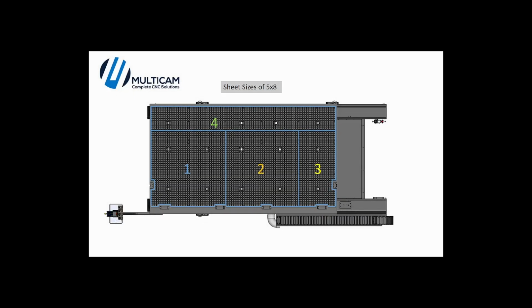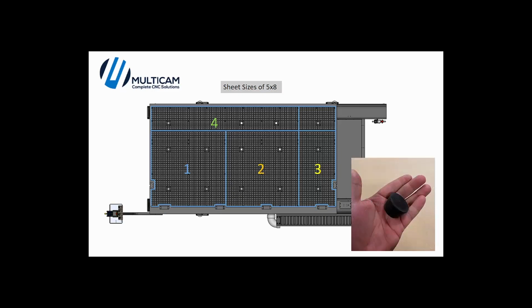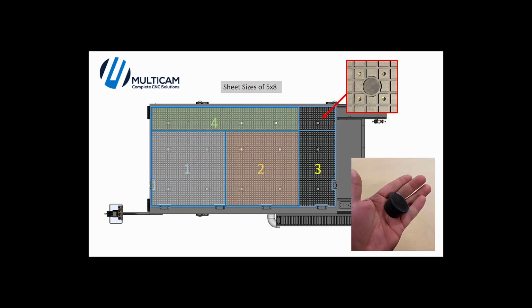Additionally, you can establish a 5x8 sheet size by simply installing a small strip of gasket tape here, and then installing a MultiCam provided rubber stopper into this back port. Turning on zones 1, 2, and 4 will now easily establish a 5x8 area.